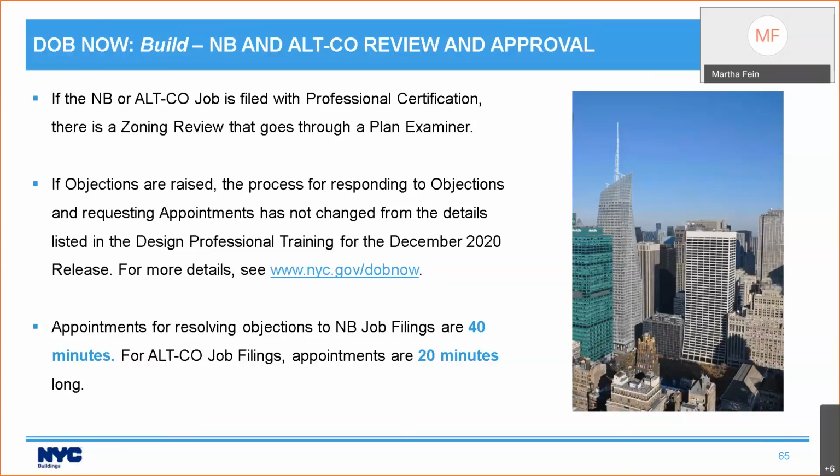The steps are the same, but appointments for resolving objections to new building job filings are twice as long. They are 40 minutes long. For Alt-CO job filings, or in fact alteration job filings, appointments are 20 minutes long.